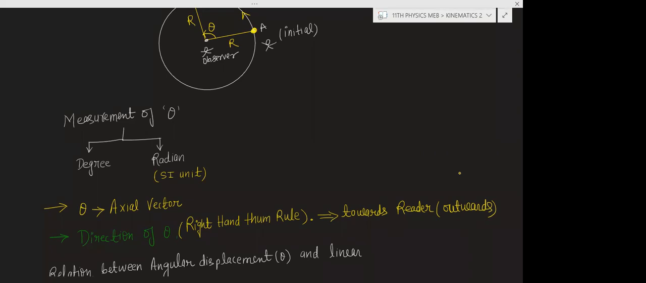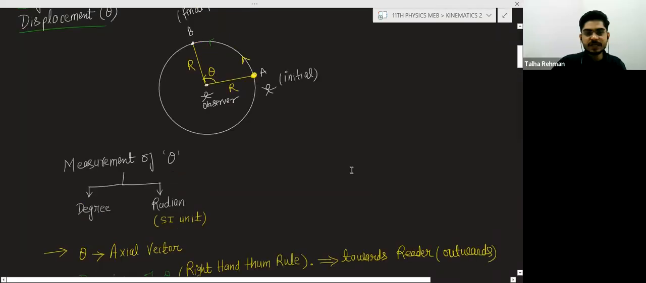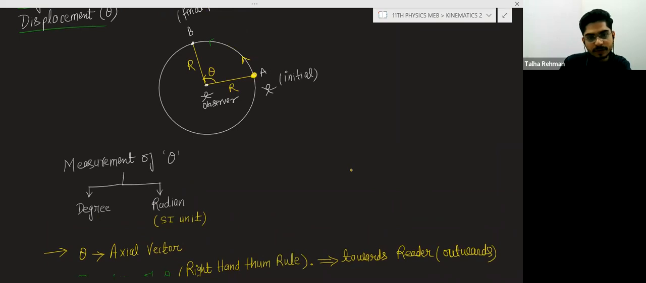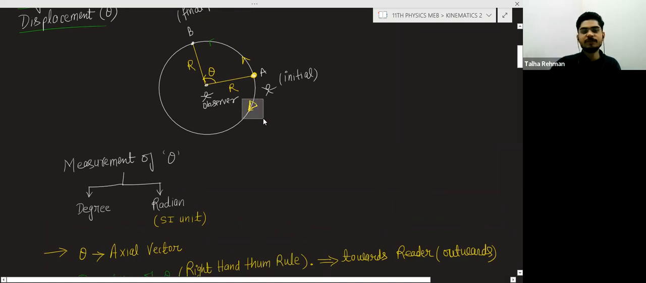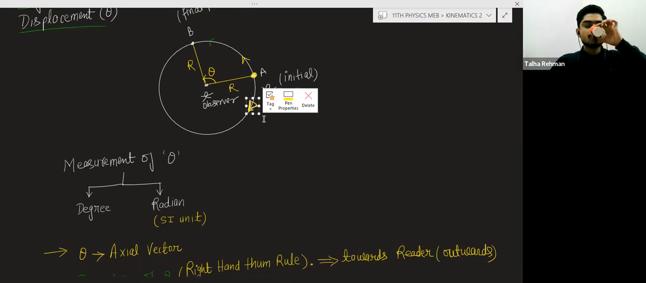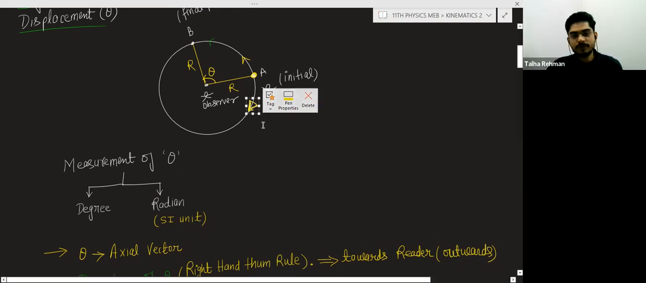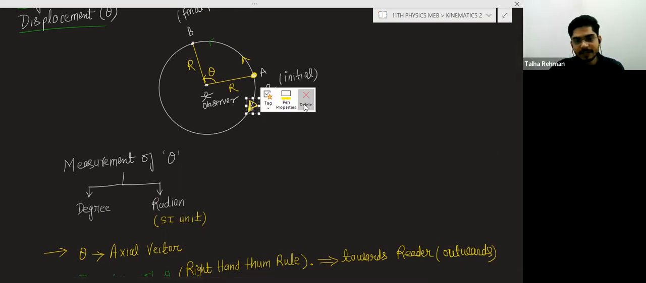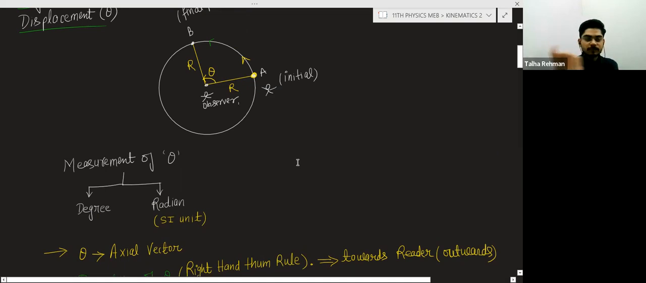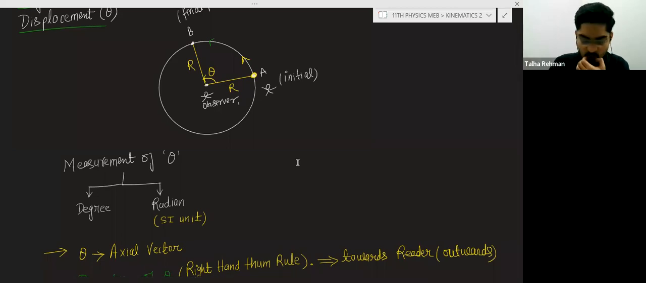Yes, sir. Okay, suppose this person is moving in this direction, then what will be the direction of the theta? Inward. Yeah, inwards. Very good. So you apply the right hand thumb rule and you will get the direction of theta.